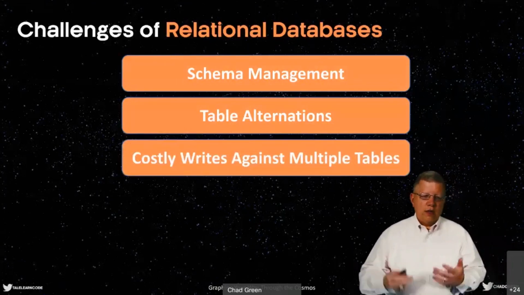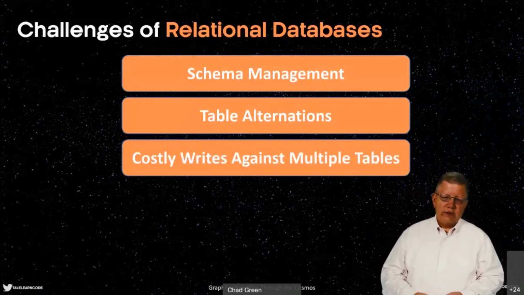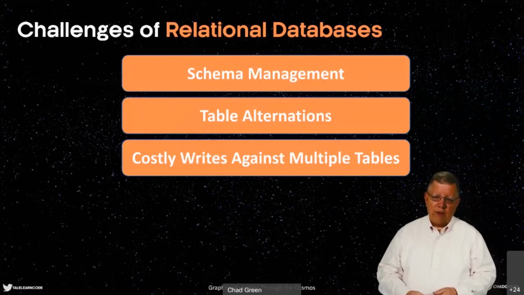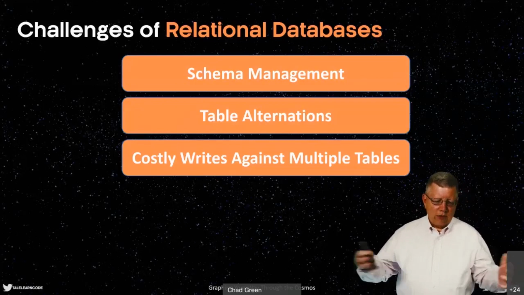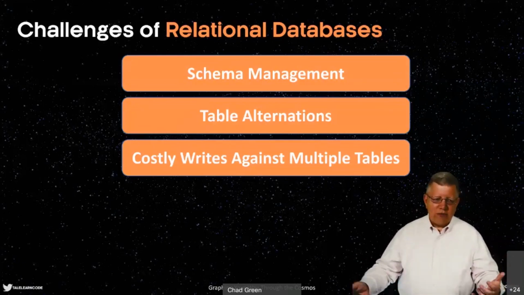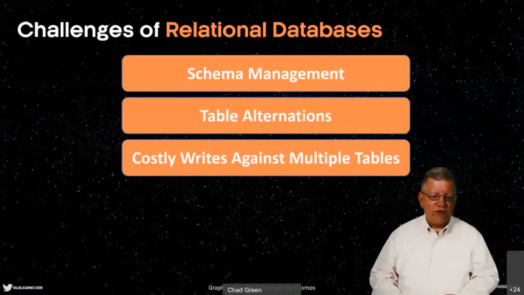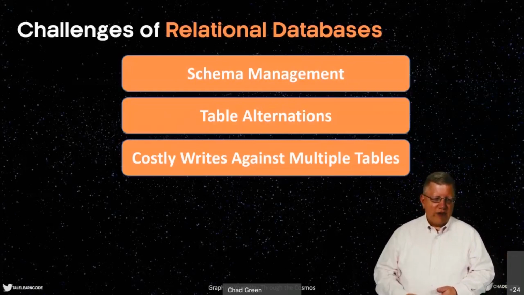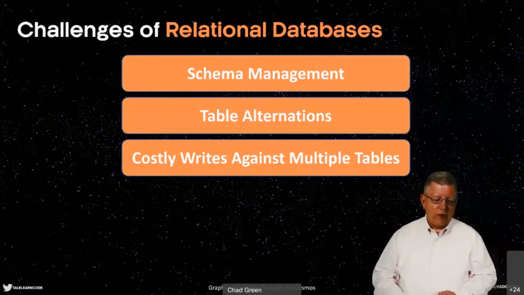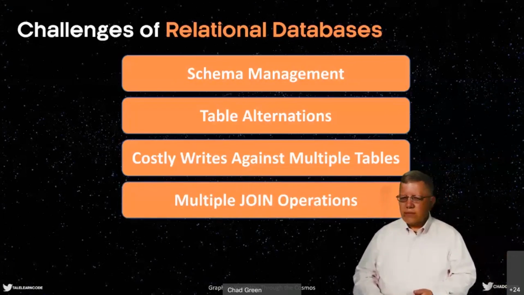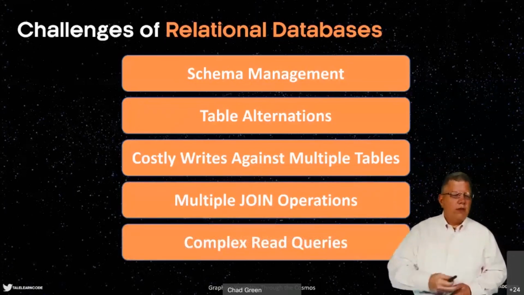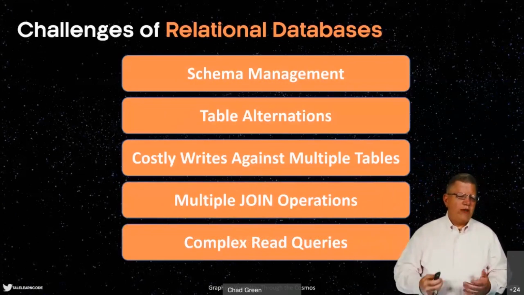And next, the costly writes against multiple tables. In a relational database, we end up doing this a lot. We write to several different tables. Now, that's good normalization, which can be good when we're talking about a relational database. But in that graph database, I don't have to write to so many different areas. We saw in the relational database, I had to do multiple joins, which ended up relating to complex read queries.